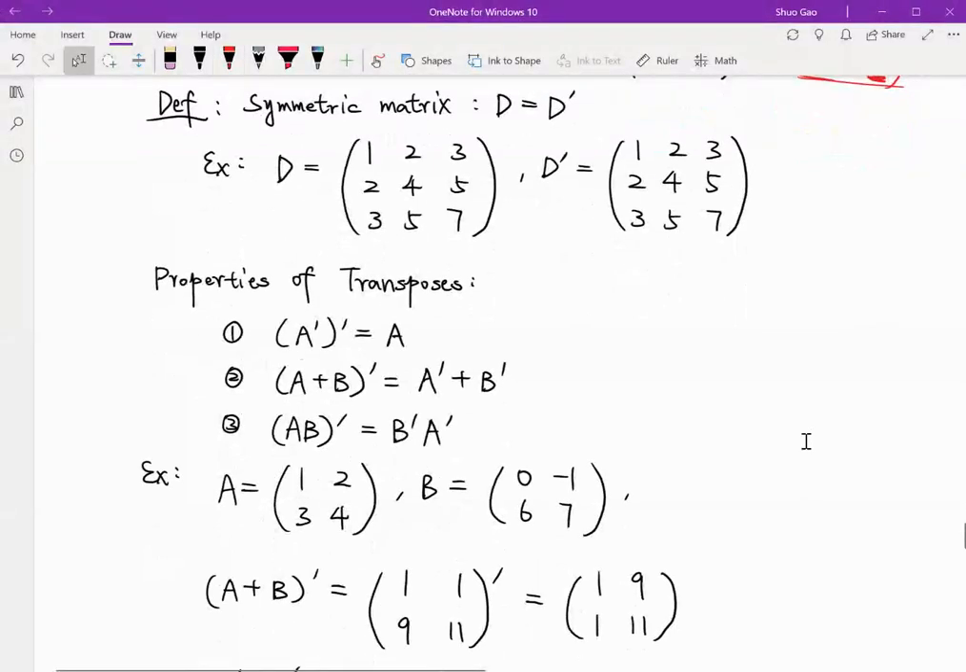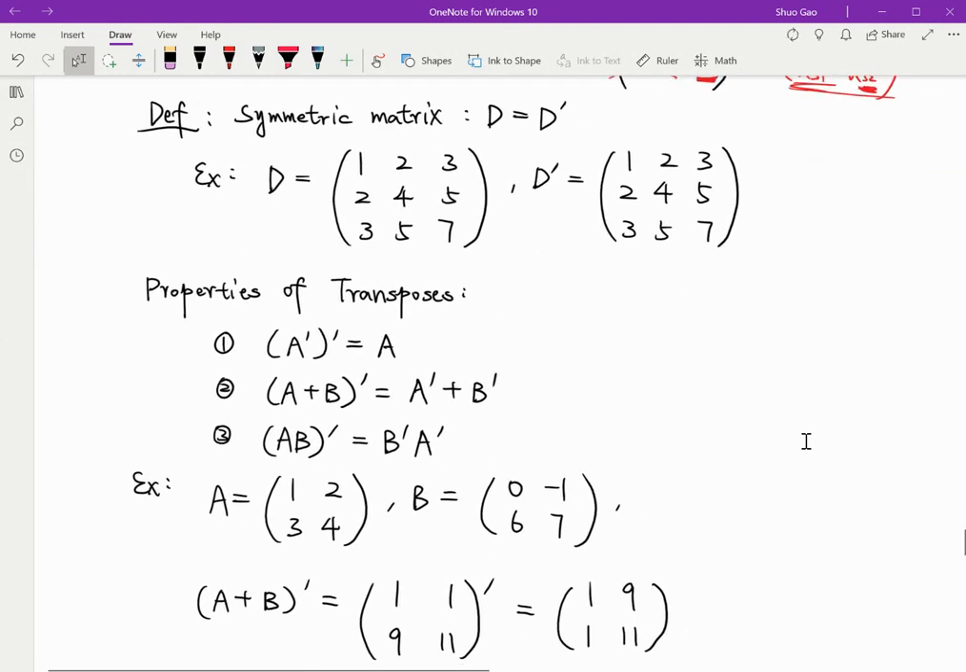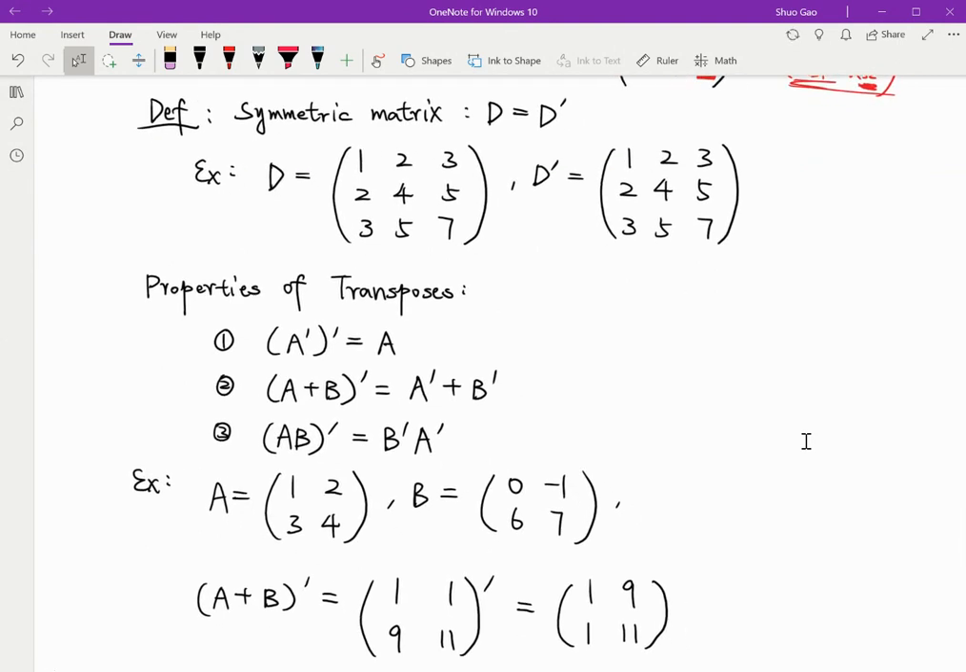And here we have another definition. It's called symmetric matrix. Symmetric matrix means when you transpose the matrix, it's just the same matrix as before, right? So this kind of matrix is symmetric.